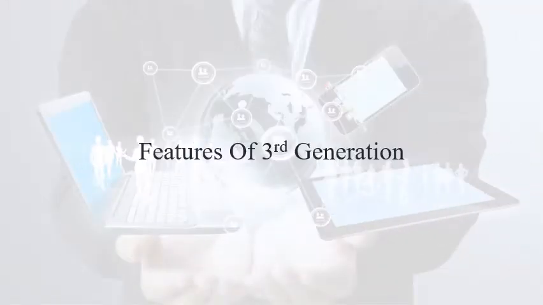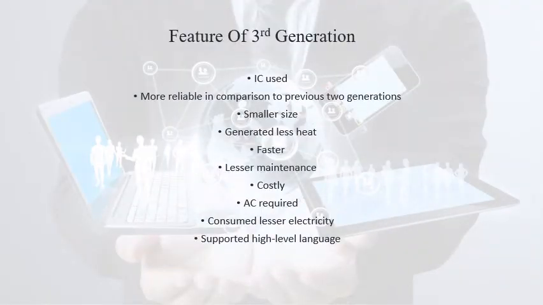Now I'm going to discuss features of the third generation computer. Number one, integrated circuits were used in third generation, more reliable in comparison to the previous two generations. Third generation computers are smaller in size, generated less heat, they were faster, lesser maintenance, they were costly, AC required, consumed lesser electricity, and supported high level language. These are some features of third generation computers.